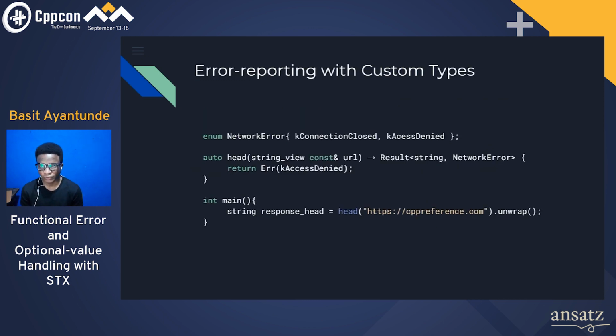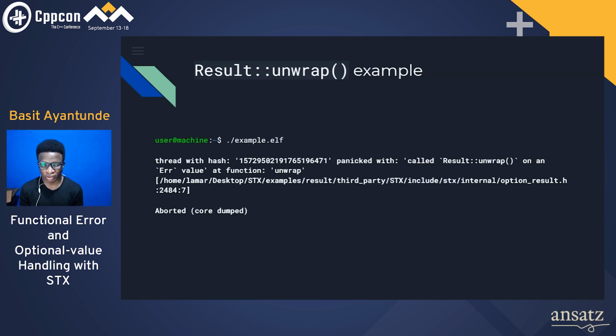Now let's take a brief look into how you do error reporting with the result type. You have a demonstration function named head, which, let's assume, performs a head request. It returns an error and we call the unwrap method on it. Let's see what is logged to the console, since there's definitely a failure there. Now this is the error we get. We get very little information about the nature of the error based on the value of the result.